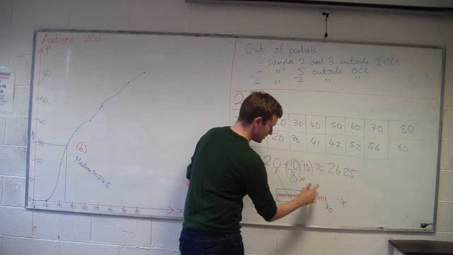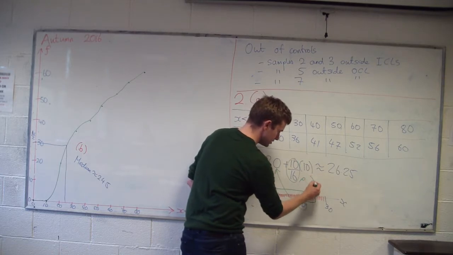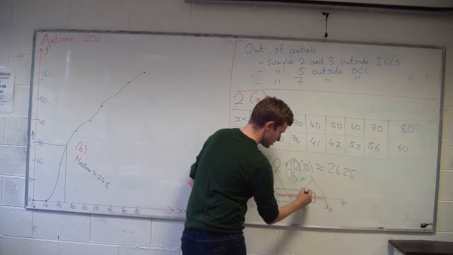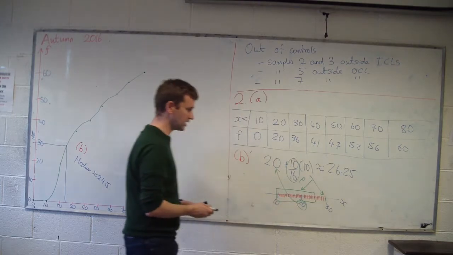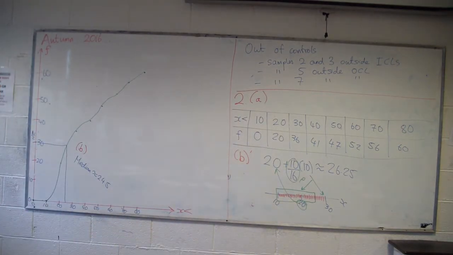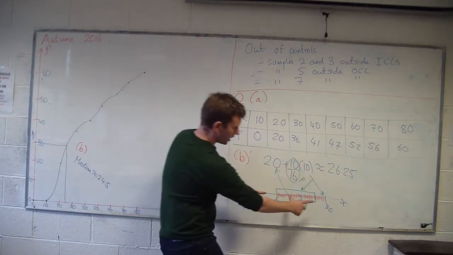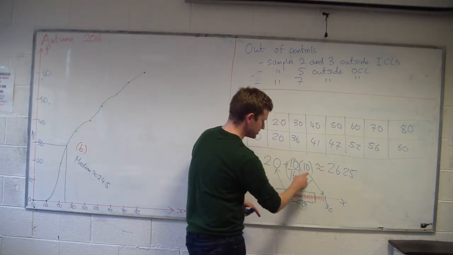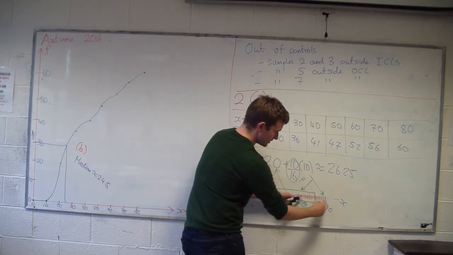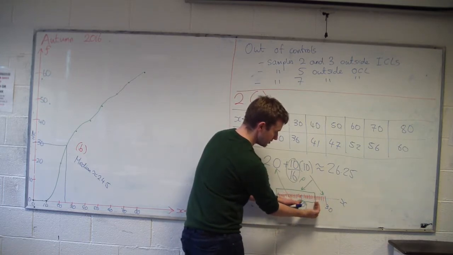So the 10 represents the difference between these two. That's what's going on with that. So the answer is 20, plus you're taking 10 out of the 16, so that's a proportion of how far you're going to go out of this 10. In other words, if these are equally spread out, this is 6.25.